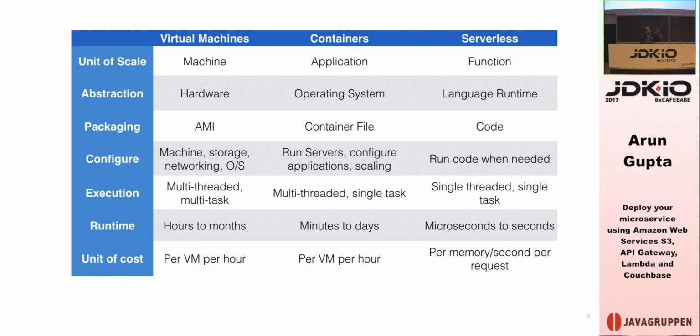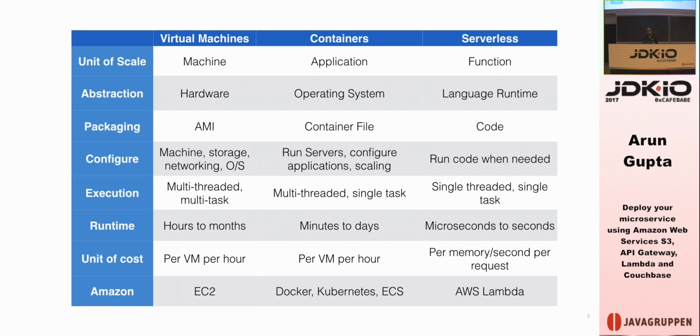And then in terms of cost, of course, virtual machine standard is per VM per hour. Containers typically you run on a virtual machine or on a server somewhere. That cost is also per VM per hour. But in serverless, it kind of takes it to the next level where it says, oh, cost is per memory per second per request. So if you invoke a function, depending upon if it executes for like 15 seconds and using 2 GB of memory, I'm going to only charge you for that.